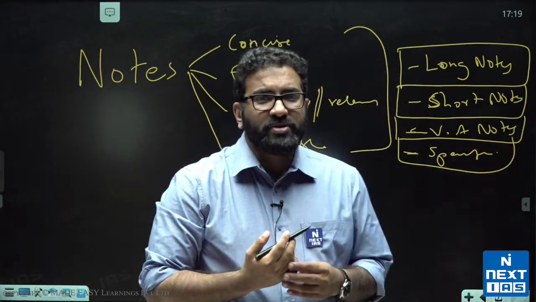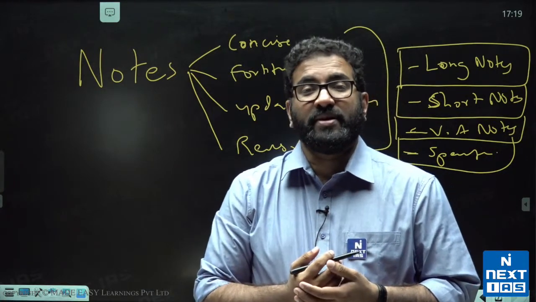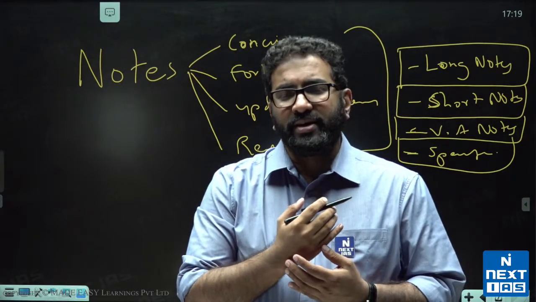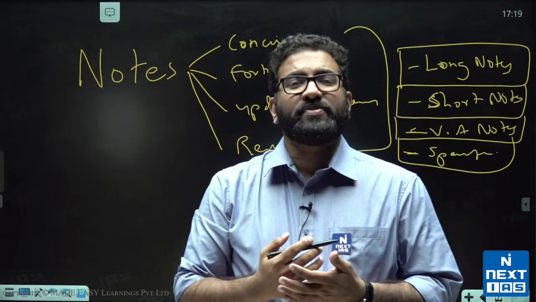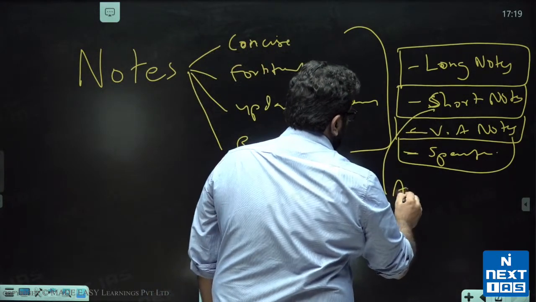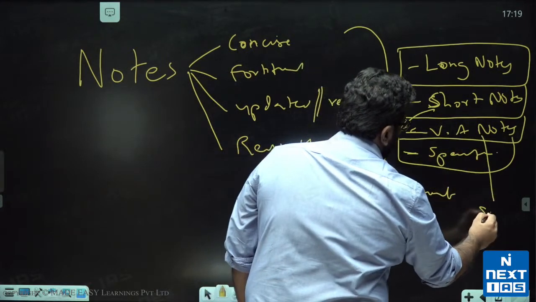The thing about short notes is that you should be able to revise it at least 10 to 15 times. The thing about value addition notes is that you should be able to read it at least 100, 200, 300 times before the actual examination. This gives your argument or your concept, and this gives you substantiation.